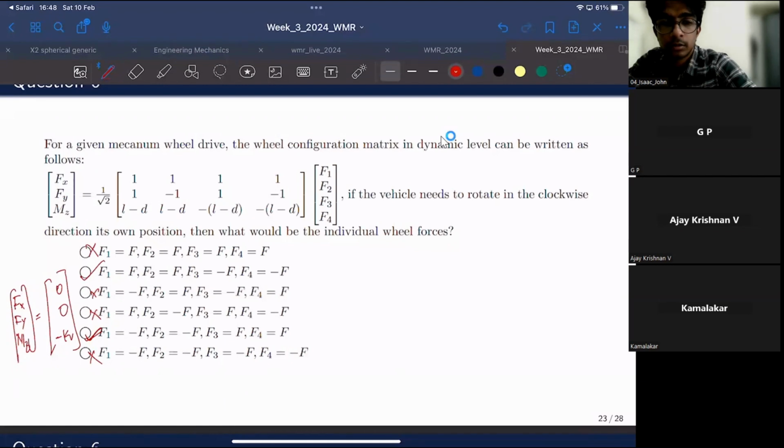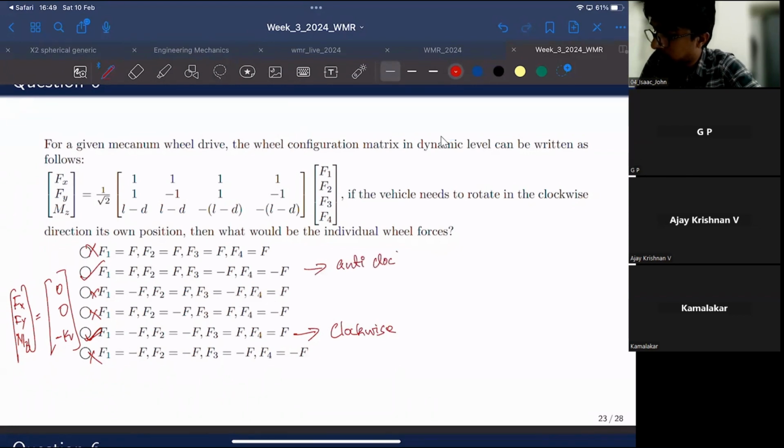The fourth option is giving me positive lateral direction. The fifth option is giving me anti-clockwise movement. And is it clockwise or anti-clockwise? Minus 4, I got. So that is clockwise only, right? Minus is clockwise. Yes. And the last option is giving me a negative lateral longitudinal direction.